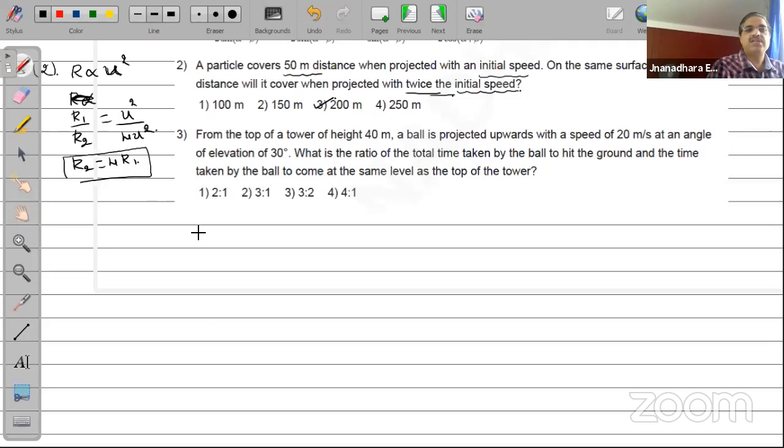Question number 3. Let's see how to do question number 3 now. From the top of a tower of height 40 meters, a ball is projected upwards with a speed of 20 meters per second at an angle of elevation 30 degrees. What is the ratio of the total time taken by the ball to hit the ground and the time taken by the ball to come to the same level as the top of the tower?